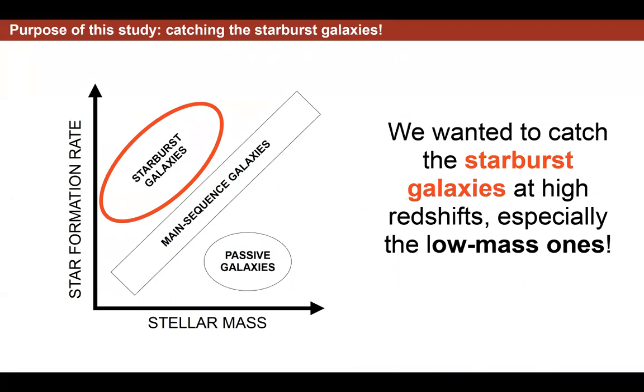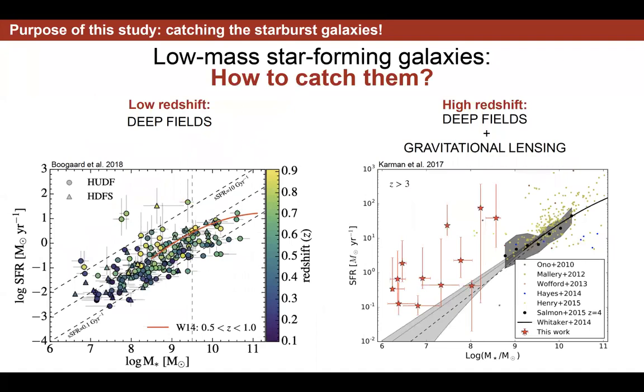To do that, it really depends on which cosmic time we want to probe. Today we know that if we study low redshift galaxies, we only need to exploit deep fields, as done by Boogaard and collaborators in 2018, where they were able to trace star formation down to 10 to the 7 solar masses at redshift between 0.1 and 0.9. But the more we go to high redshift, the more we need to combine deep fields and gravitational lensing, as done by Cava and collaborators in 2017. In this case, at redshift greater than 3, they studied a sample of lensed Lyman alpha emitter galaxies, and they were able to trace star formation down to 10 to the 6 solar masses.